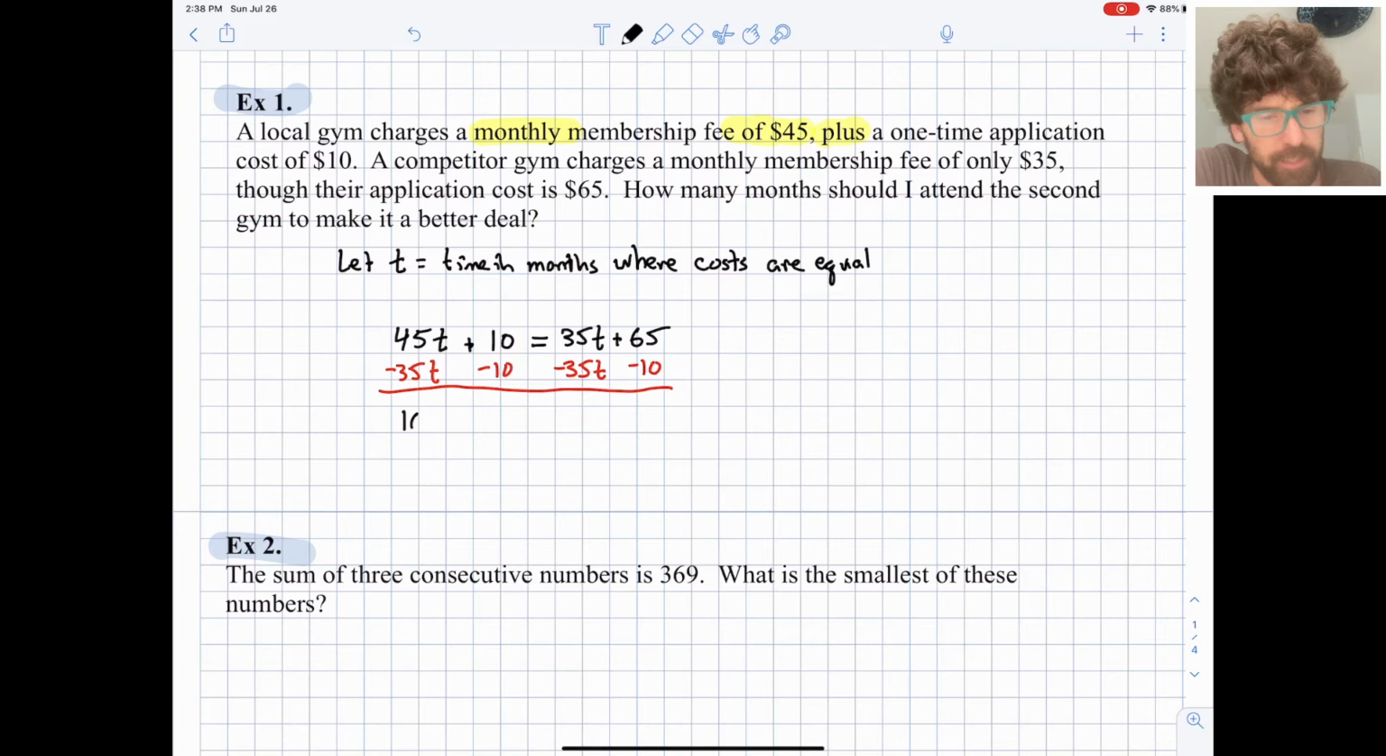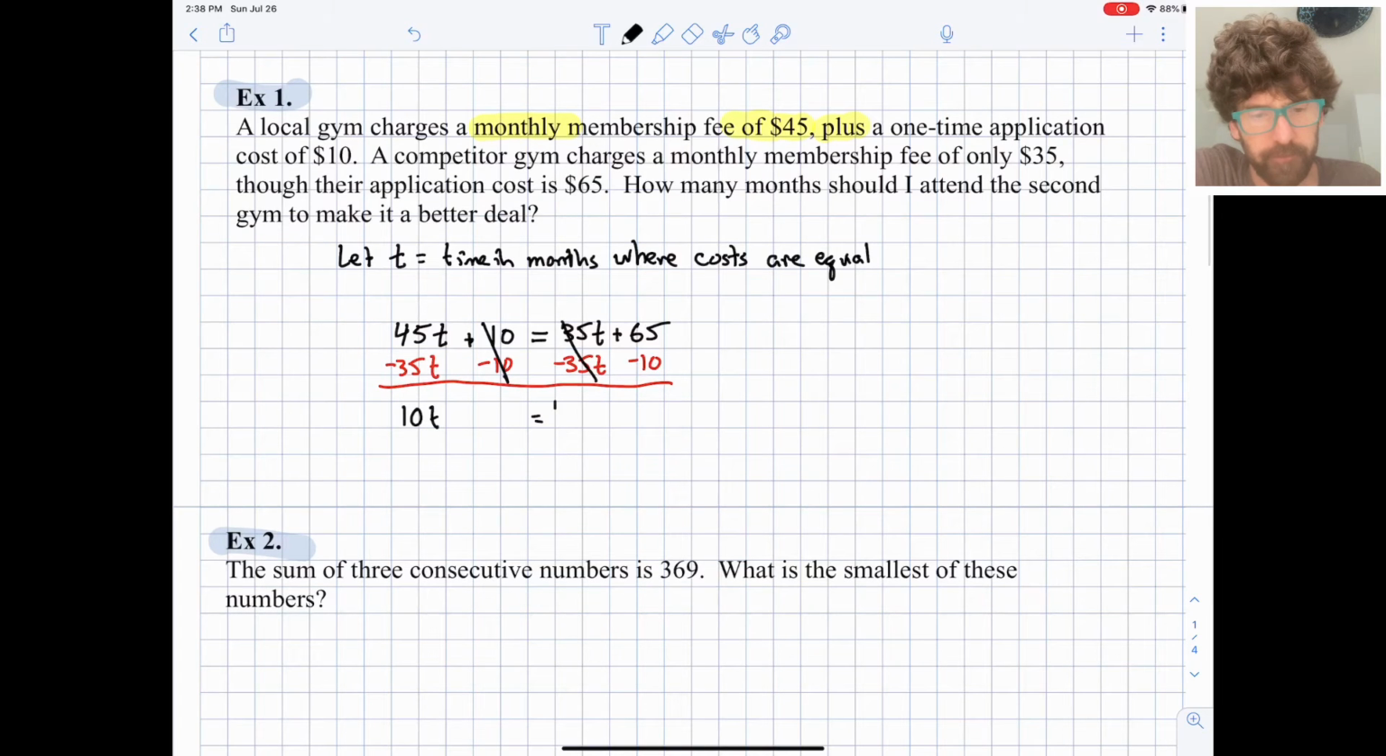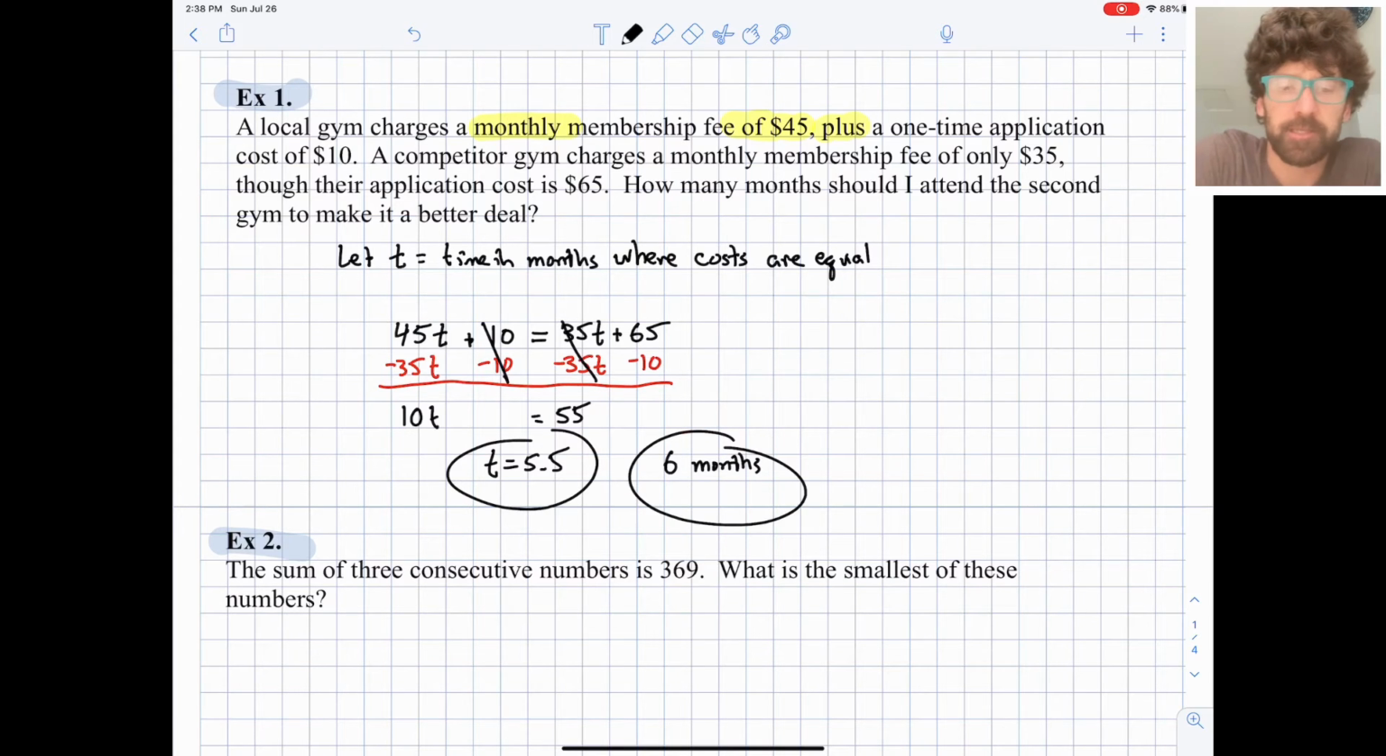So we have a 10t, those cancel, equal 55, whoops. And we're going to divide both sides by 10, and we have t equals 5.5. So it looks like if I went to the gym 5.5 months, I would pay the same amount to either gym. So I would say my answer would be 6 months or more. And let's assume that we need to pay for a whole month at a time.